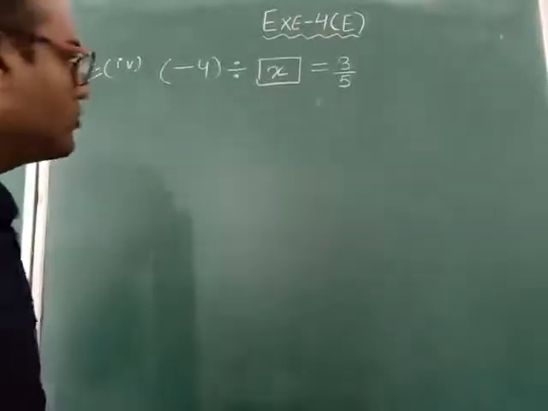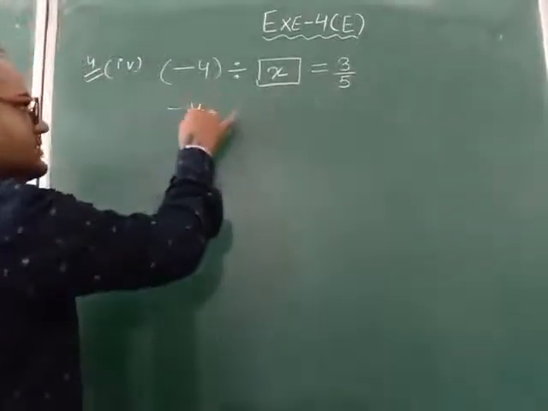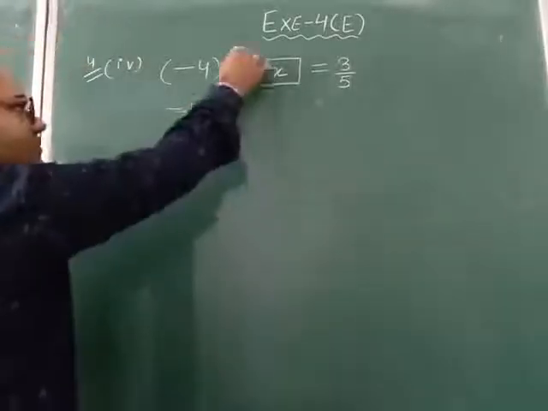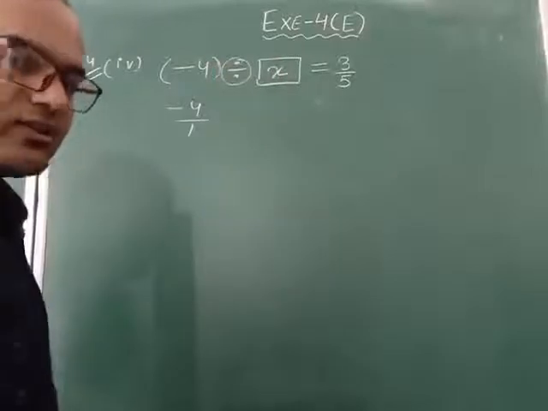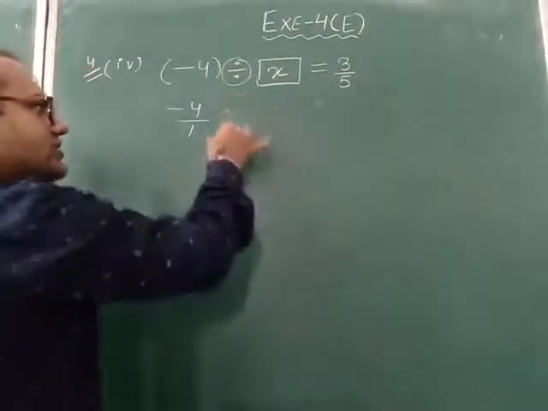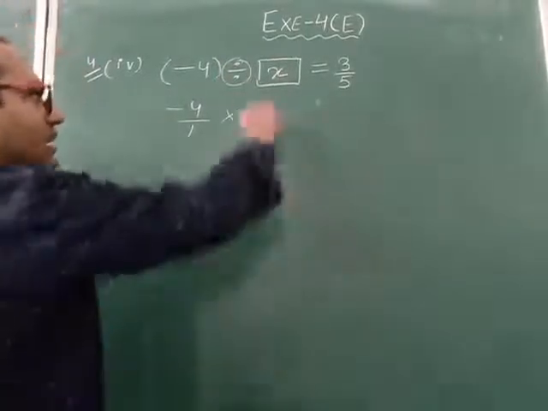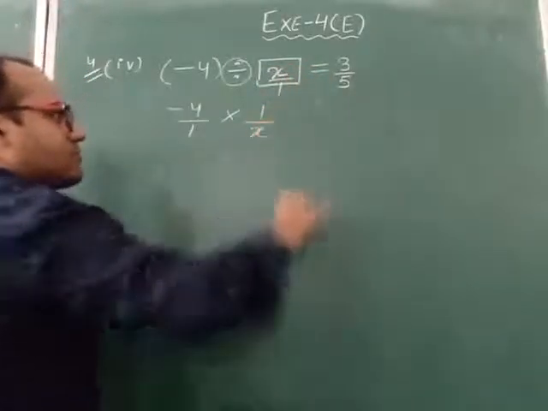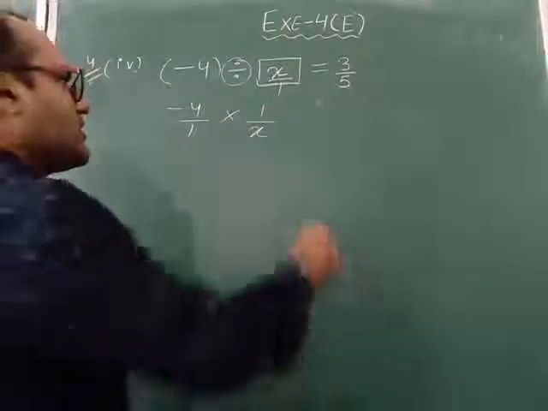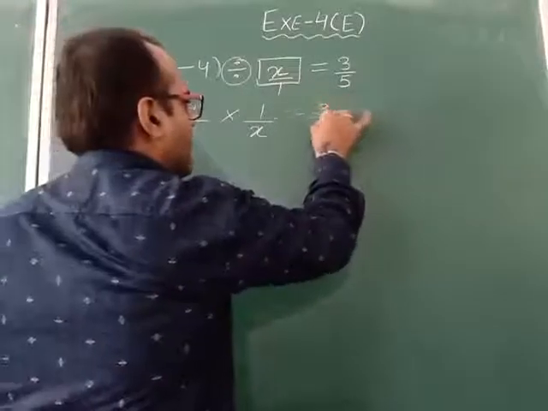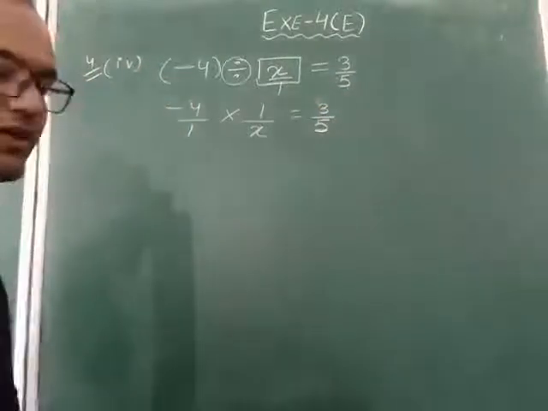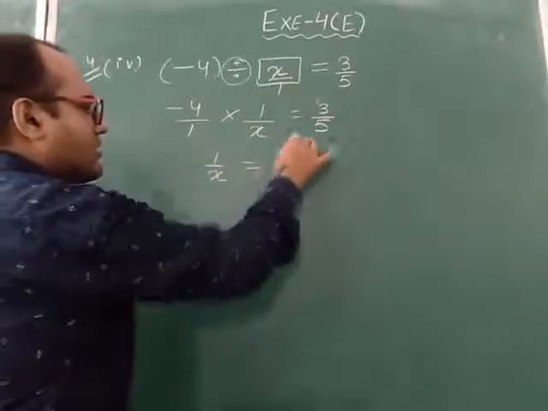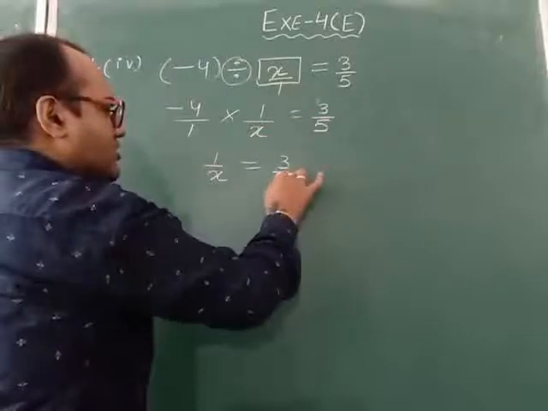So now what do we have to do? Minus 4 will be as it is. In the denominator nothing is there, so we will take 1. Whenever you see a divide sign, what do you have to do? This divide we will change into multiply. For the right hand side number we have to take the reciprocal. In place of x upon 1, we will take 1 upon x equal to 3 upon 5. Now what do we have to do? This 1 upon x will remain here only. The equal sign will also remain here only. 3 upon 5 will also remain the same.